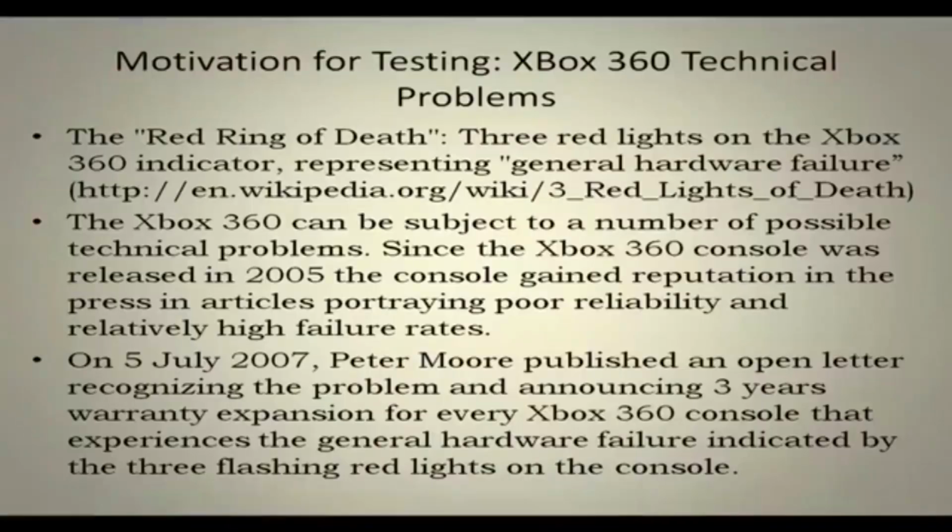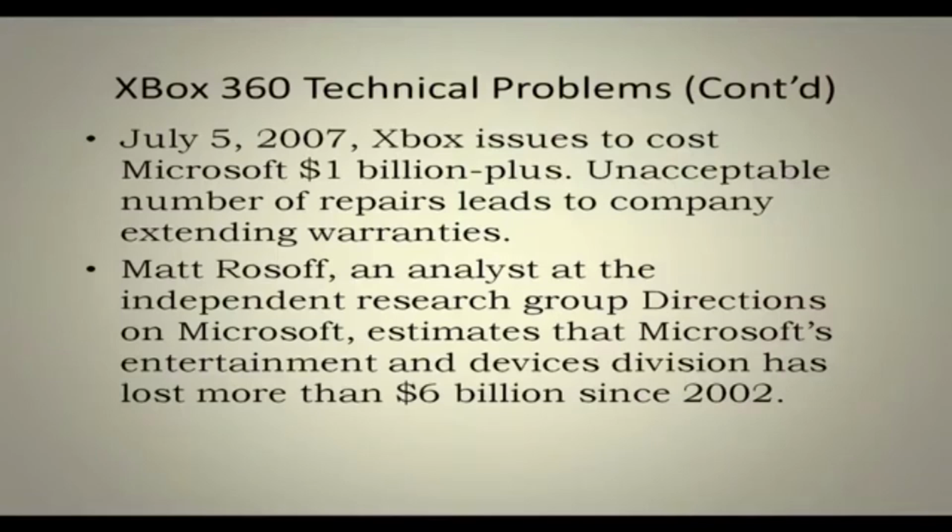So, that indicates why it is so important to do testing. July 5, 2007: Xbox issues to cost Microsoft $1 billion, more than that. An unacceptable number of repairs led the company to extend the warranty, and that caused so much loss. And Matt Rossoff, an analyst at the independent research group Directions on Microsoft, estimates that Microsoft's entertainment and devices division has lost more than $6 billion since 2002 due to the Xbox.